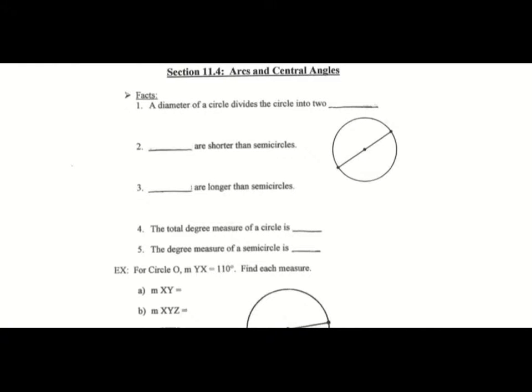In the next section, we will be talking about arcs and central angles of circles. So first we're going to go through a few different facts about circles. The first fact is that the diameter of a circle divides our circle into two semicircles.